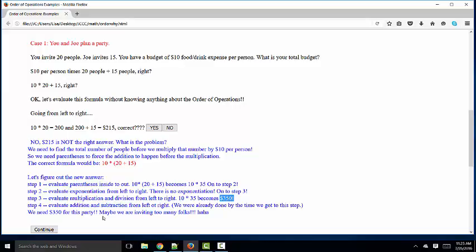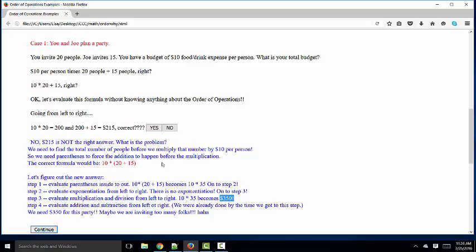So we need $350 for this party. Maybe we're inviting too many folks, haha. So the reason I'm going through this in excruciating detail is because this is exactly how a computer thinks. It slows every process down, and for every single formula, it's going to go through these 4 steps. So we have to think like a computer if we're going to program a computer.